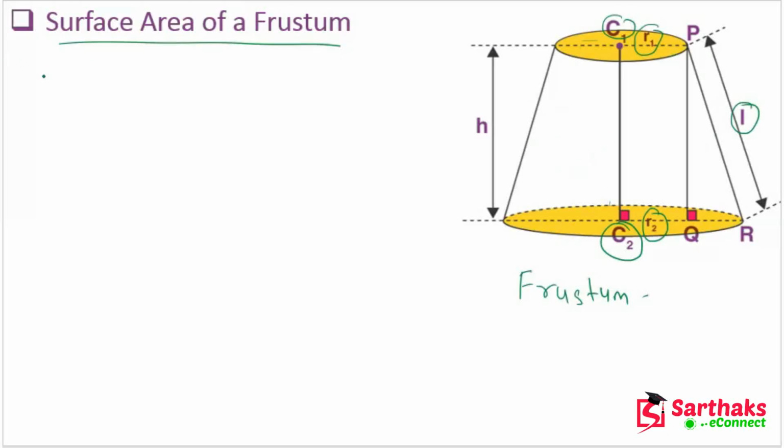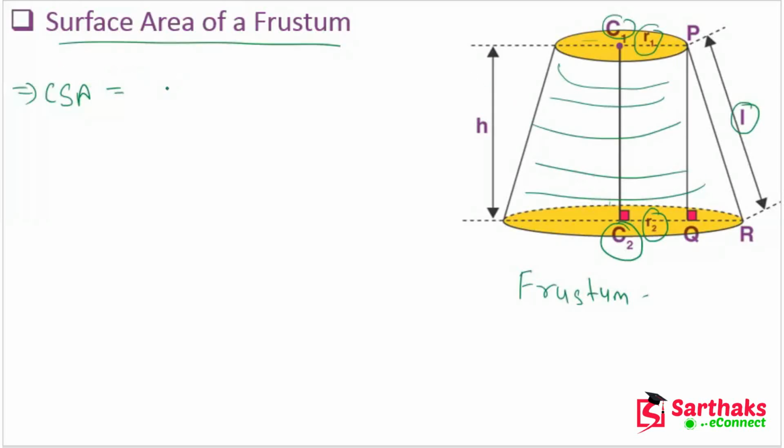Now, what is CSA? It means curved surface area. In the curved surface area, we are not including circle 1 and circle 2. We have to exclude this area and just find this curved part. So the CSA is pi (r1 plus r2) into l. Pi (r1 plus r2) into l.